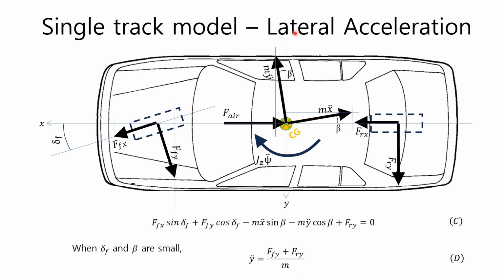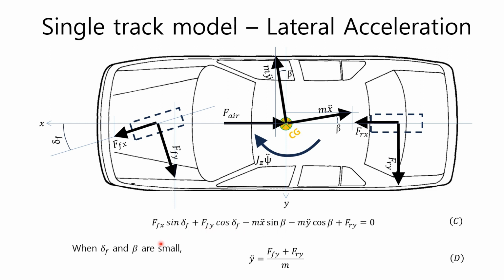This time, let's find the lateral acceleration by establishing an equilibrium equation for the force in the y direction. The vehicle lateral component of the front wheel longitudinal force is FFX sine delta F. The vehicle lateral component of the front wheel lateral force is FFY cosine delta F. The vehicle lateral component of the force due to longitudinal acceleration is m x double dot sine beta, and the vehicle lateral component of force due to lateral acceleration is m y double dot cosine beta. Finally, considering the lateral force FRY of the rear wheel, equation C can be obtained.